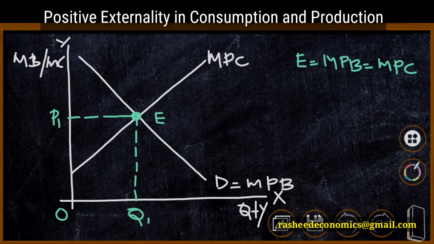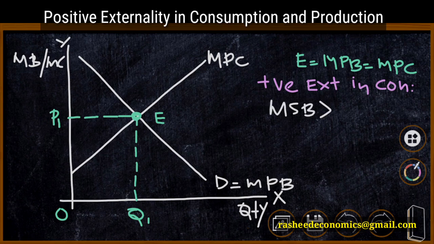Here we have not yet considered the social benefit enjoyed from the consumption of a particular quantity of commodity. Now we are considering positive consumption externality or positive externality in consumption. If there is positive externality in consumption, the marginal social benefit will be higher than that of marginal private benefit. Due to consumption by a private individual, there are social benefits too. Therefore marginal social benefit will be greater than marginal private benefit.